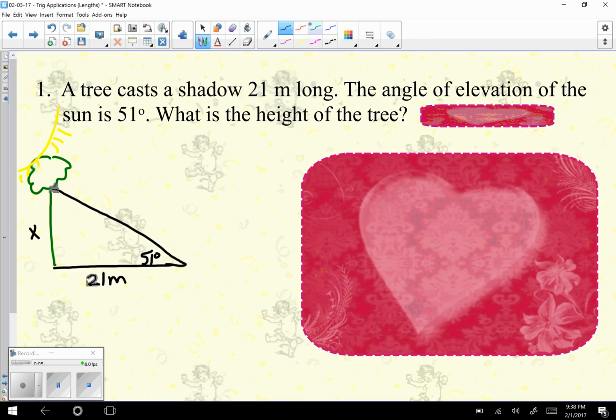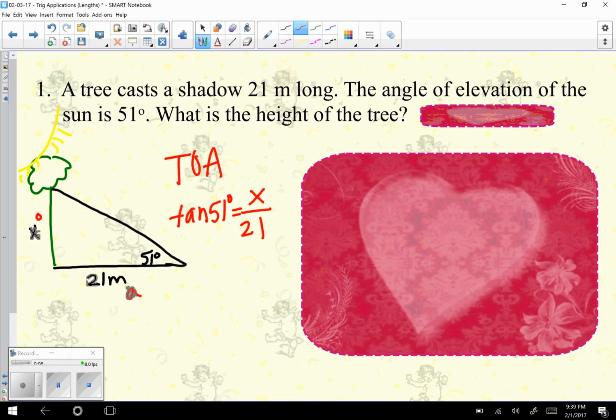So I'm going to look. Okay, what do I see? I've got this 51 degrees. So in relation to this, what do I have? So 21 compared to this angle, this is the adjacent side. X is the opposite side, right? So what trig function uses opposite and adjacent sides? Tangent, that's right. Okay, so what I have is tangent 51 degrees equals x over 21.